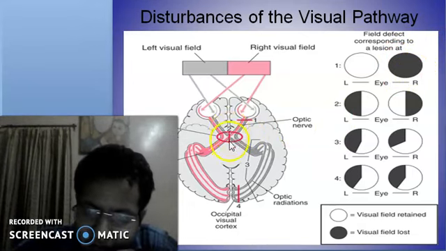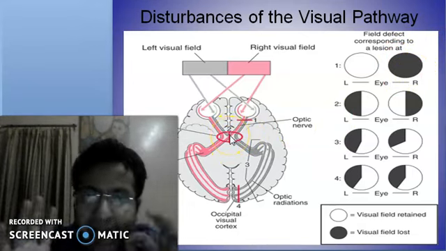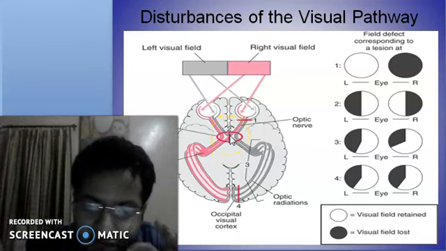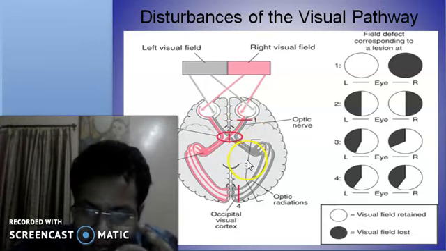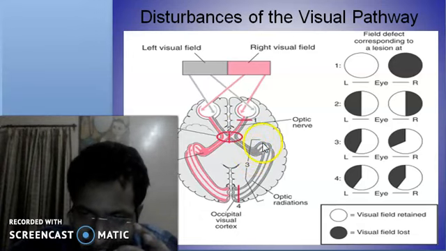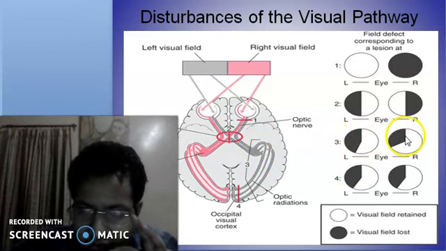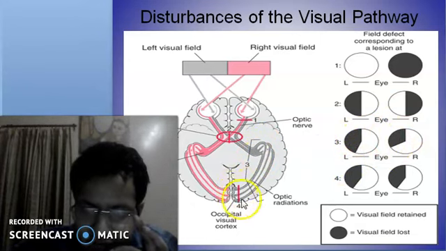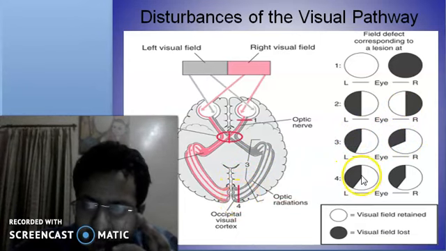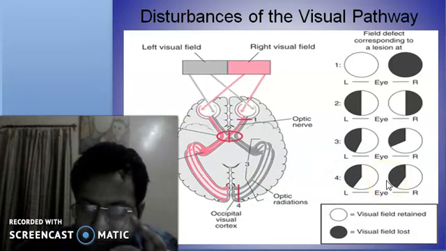If the lesion involves the middle of the chiasma, there will be a bitemporal hemianopia, which will be seen particularly in craniopharyngioma or pinealoma. If the lesion involves the optic tract, or right optic tract, the lesion will be in the left visual field and the hemianopia will be non-congruous. If the lesion involves the occipital visual cortex, then there will be congruous hemianopia.